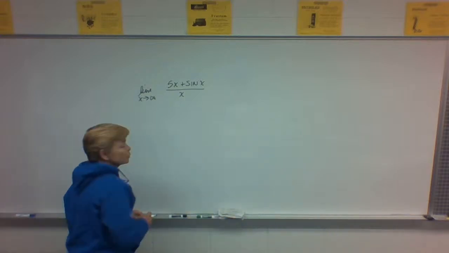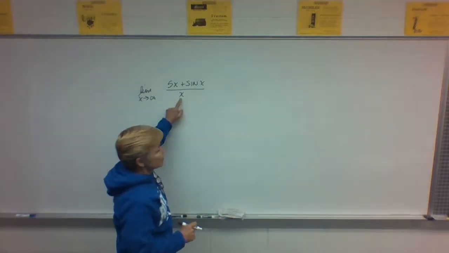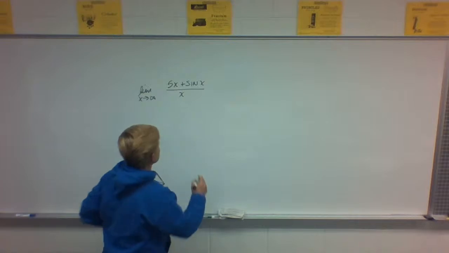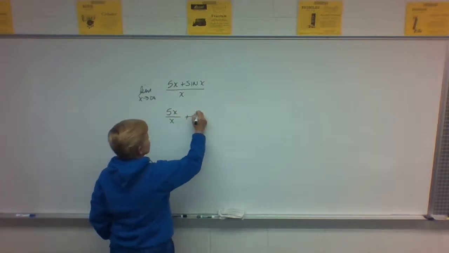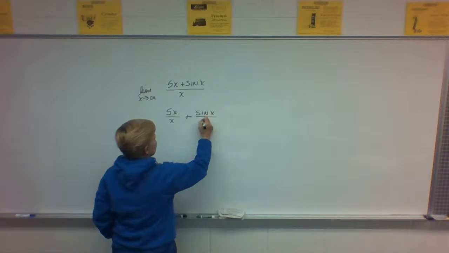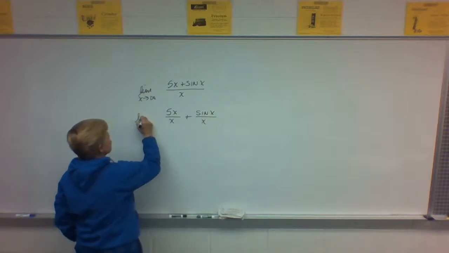So what we do, trying to apply those properties, we remember that if you've got a monomial in the denominator, you can divide it into both terms separately, and you get these two functions, 5x over x plus sine x over x. And according to the properties, we can take the limit of both of those as x goes to infinity separately.